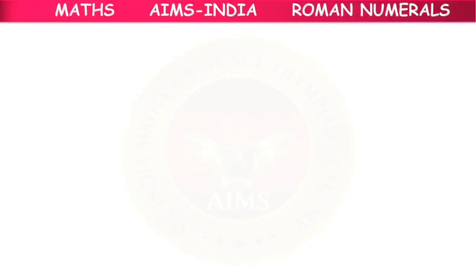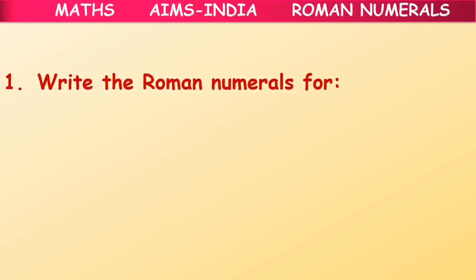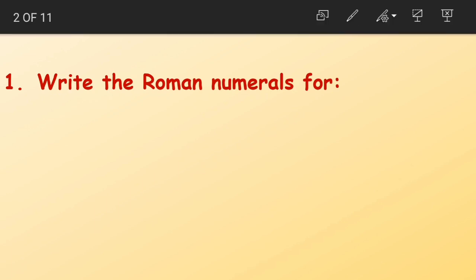You remember what we learnt yesterday? We learnt about Roman numerals. We learnt about the 7 Roman symbols and also the rules for writing Roman numerals. Yes children? Okay, so today we'll first start with some easy examples.